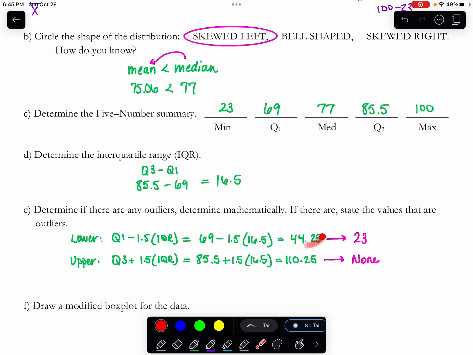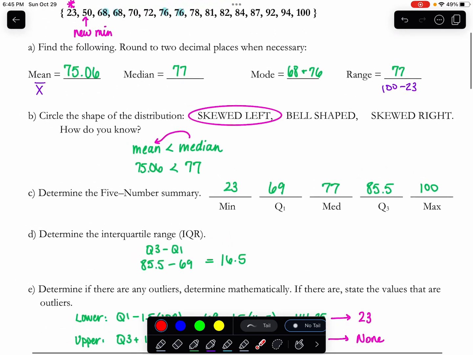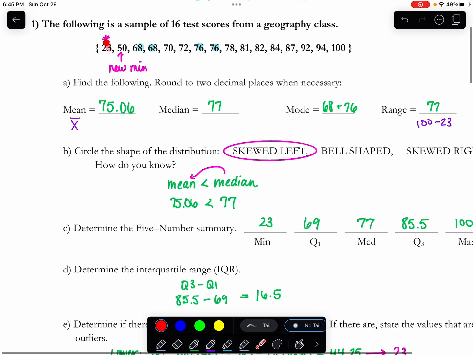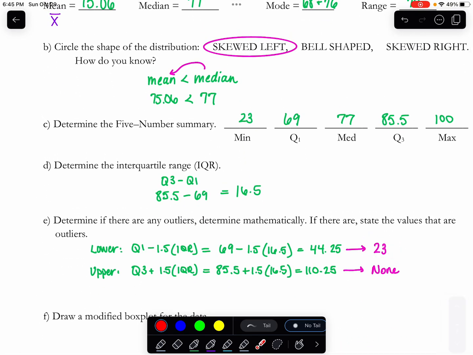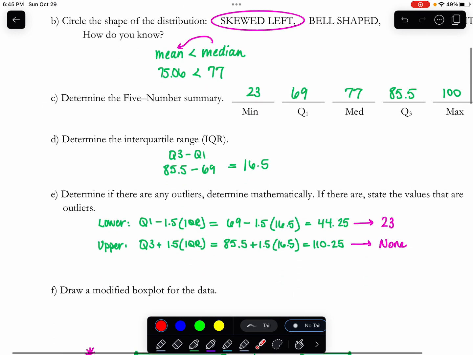So any numbers that are smaller than 44.25 would be an outlier. So when we look back at our original data, 23 is smaller than 44.25, so 23 would be considered an outlier. Are there any numbers in our set that are larger than 110? Nope. So the only outlier that we have is 23.